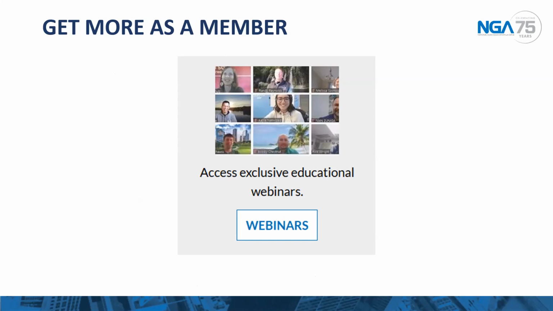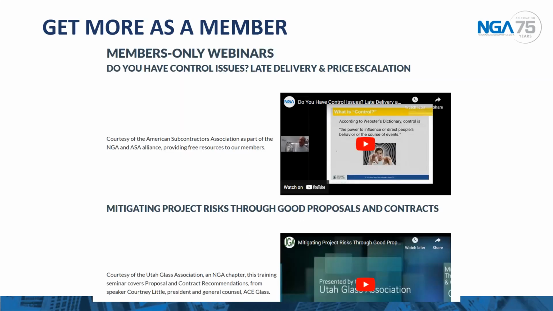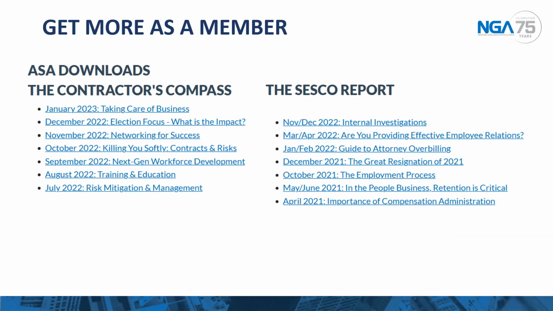Also, thanks to NGA's partnerships, the association is able to share with its members select webinars that were previously given to a private audience through its association alliances and chapters. NGA also has an official alliance with the American Subcontractors Association. This partnership allows NGA members access to a variety of ASA's resources, also typically reserved for their membership only. By logging in and clicking the ASA resources prompt from the Resources Hub, you'll have access to a catalog of ASA's past Contractors Compass newsletters, plus their bi-monthly CESCO report, which is ASA's HR-focused newsletter.